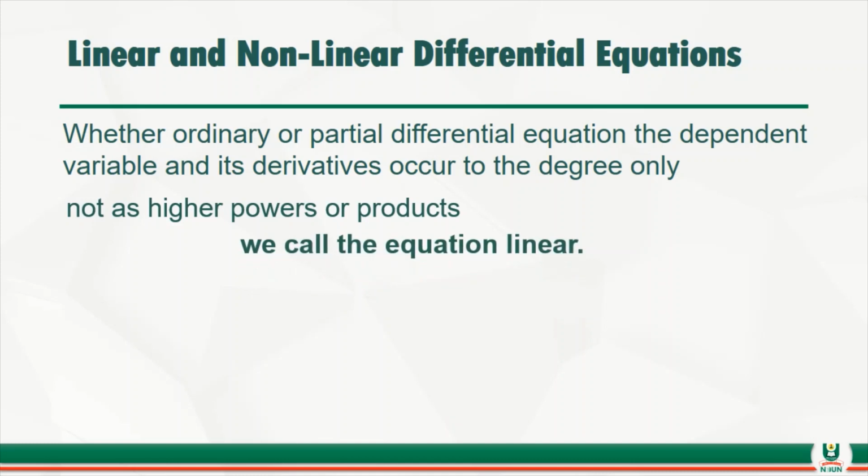The first thing is this: we need to first of all discover the dependent variable. When we discover the dependent variable, we look at whether it's multiplying the derivative. If that is the case, then we know that we are talking about nonlinear. But if they are not multiplying themselves, then we are actually talking about linear. That is why, in the definition, we say that the dependent variable and its derivative occur to the degree only, not as higher powers of products. That is the definition we have for that.